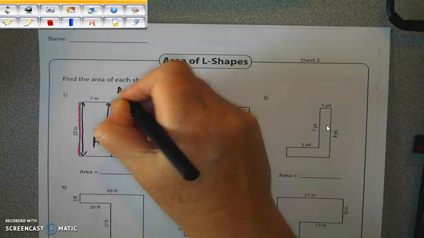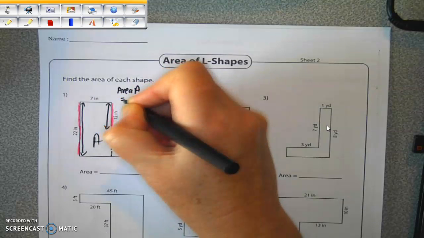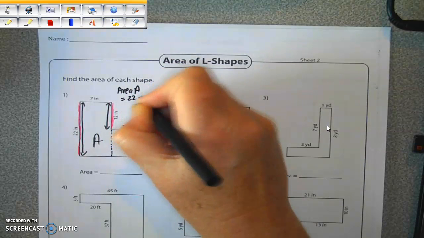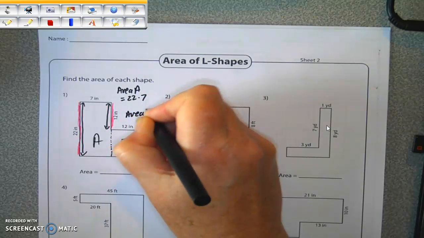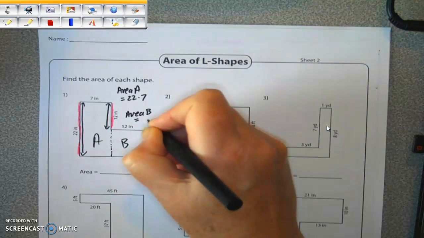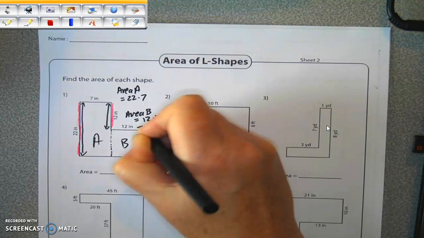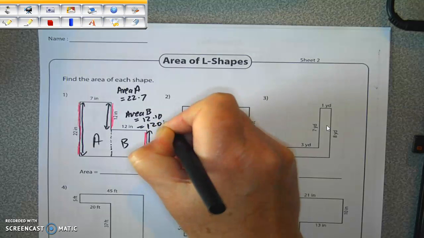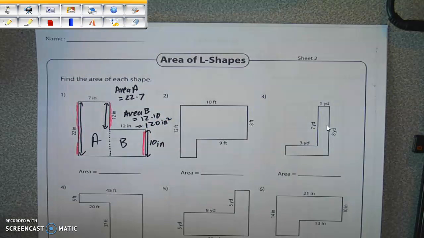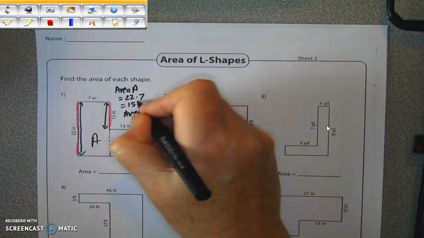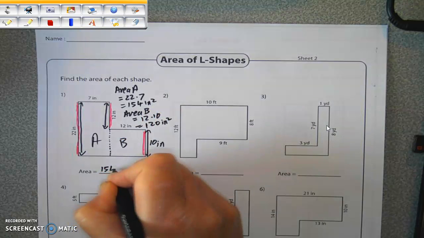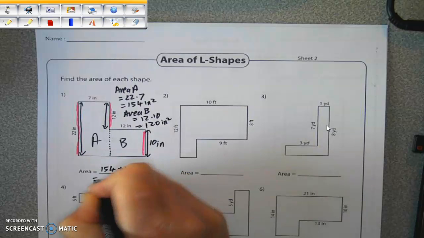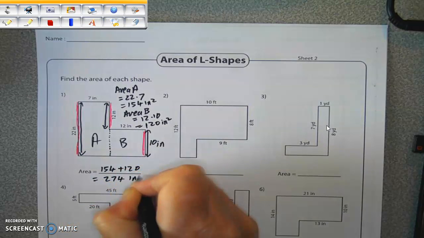So the area of A is 22 times 7. And the area of B is 12 times 10. So I know that one is 120 and it's inches squared. 22 times 7 is 154 inches squared. And then I just add them together. So it's 154 plus 120, which is 274 inches squared.